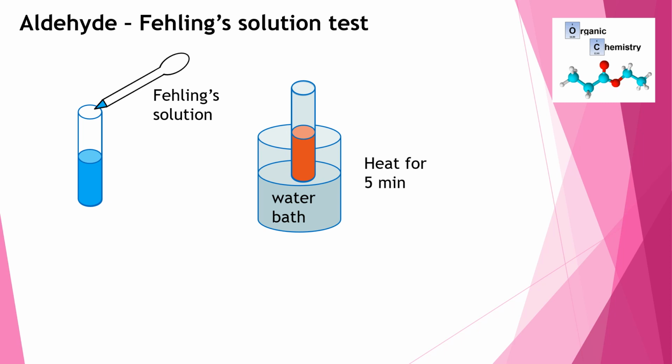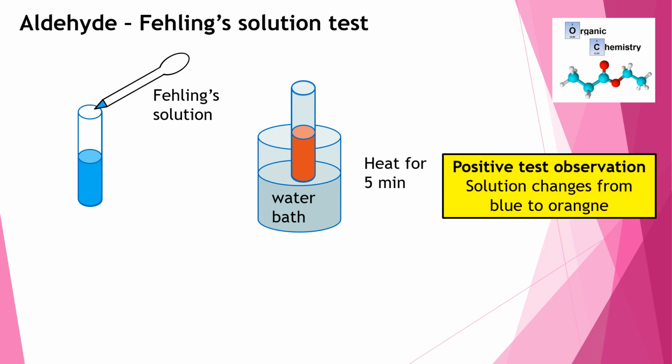So this is actually the Benedict's solution test you might have done when you're in like year 9 or year 10 to test for the presence of sugars, because what actually happens is the glucose you're testing for has an aldehyde group on it, so you're really just testing for an aldehyde.